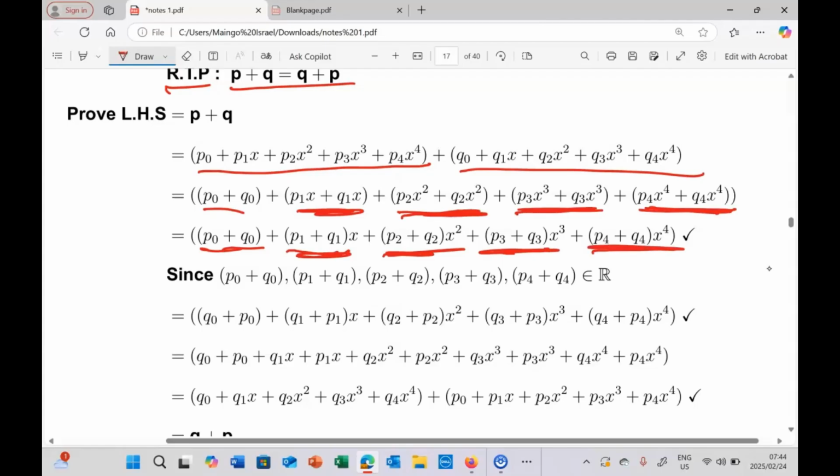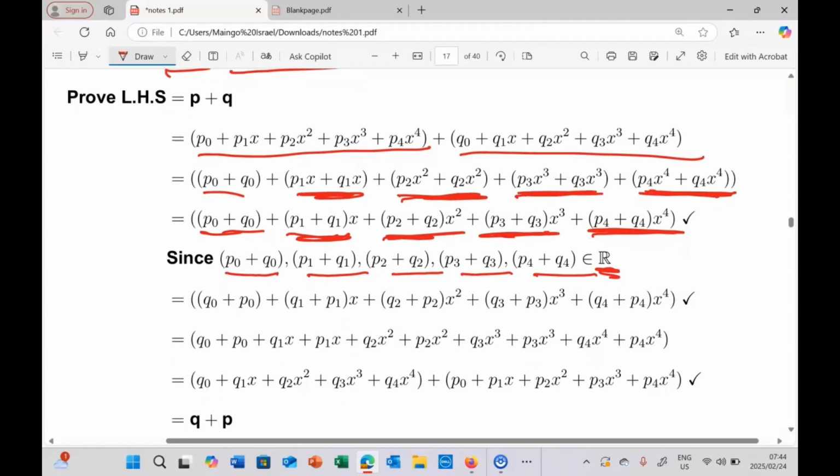So now after doing that, we know that these guys belong to the real numbers. Since they belong to the real numbers, it means that we can commute inside. Instead of saying p naught plus q naught, real numbers are commutative, so we can commute. So this one is just q naught plus p naught. We're allowed q1 plus p1 because they are real numbers. q2 plus p2. q3 plus p3 from p3 plus q3. q4 plus p4, we can commute these real numbers.